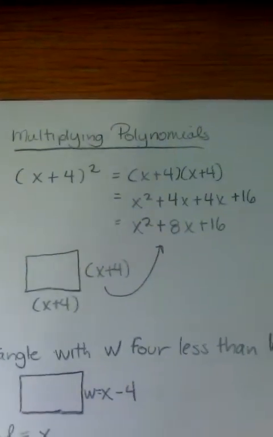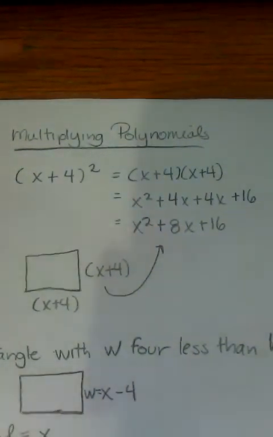Quick look at multiplying polynomials. A common mistake students make is that they just say this is x squared plus 16. No, there's a formula that goes with this. If you don't remember the formula, you can still use the FOIL method.